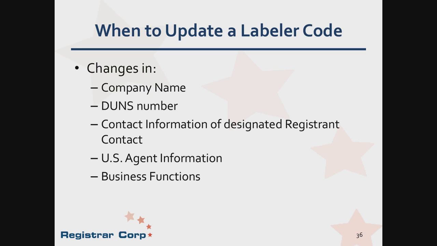A labeler code SPL file must be updated when there is a change in a company name, DUNS number, contact information of the designated registering contact, change in United States agent, or its contact information, or if there's been a change in the business function, for example, from manufacture to distribute only.